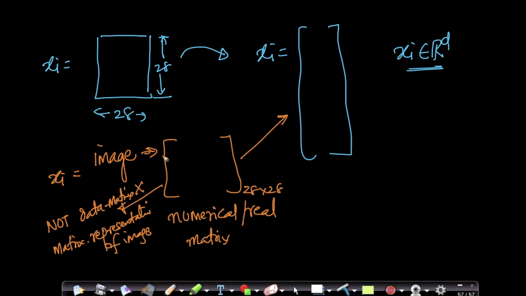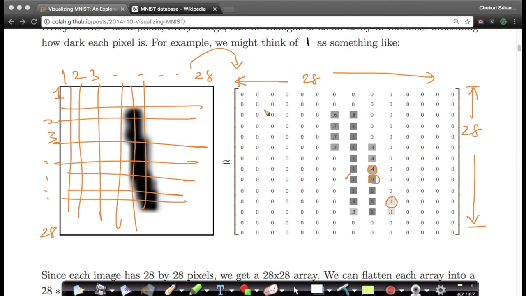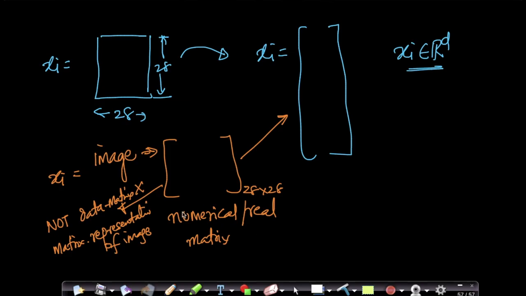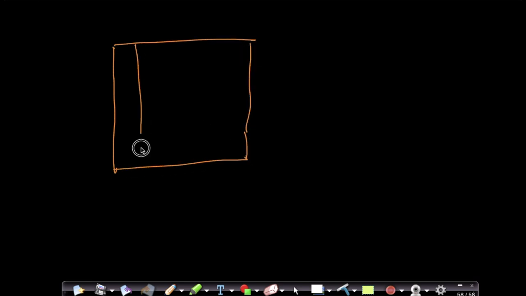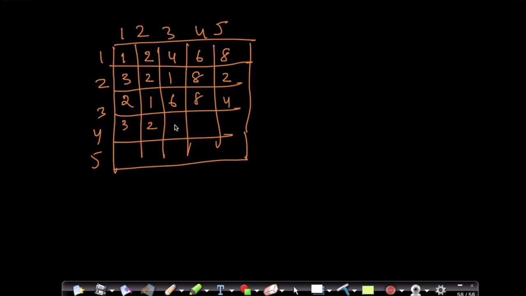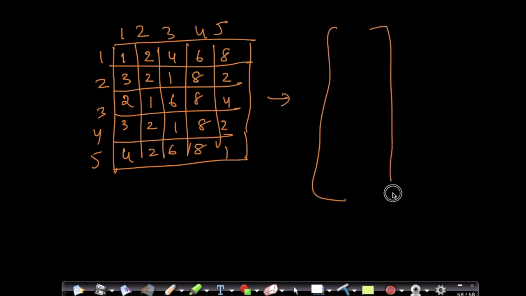Now let's see how we can convert this matrix of pixels into a vector. Okay, that's very, very simple. That's extremely simple. Given that we have 28 pixels by 28 pixels, we do something called flattening. Flattening basically says, okay, let me draw it here so that it's much clearer for you. Let's assume I have a matrix with 5 columns and 5 rows, just for simplicity. Let's assume I have values like 1, 2, 4, 6, 8, 3, 2, 1, 8, 1, 2, 1, 6, 8, 4, 3, 2, 1, 8, 2, 4, 2, 6, 8, 1. Okay. So how do I convert this into a column vector? We do something called flattening.